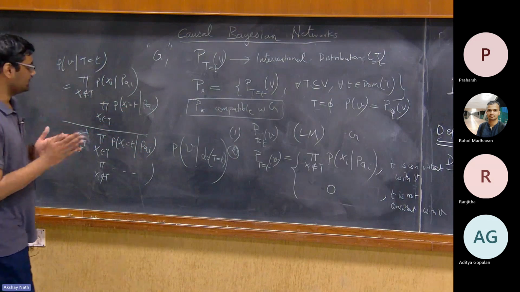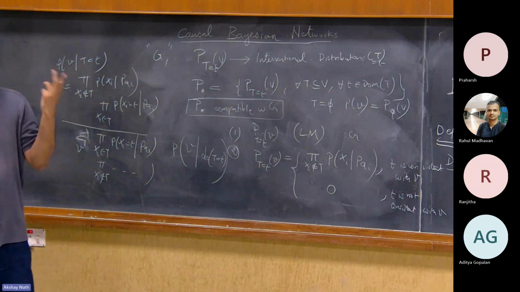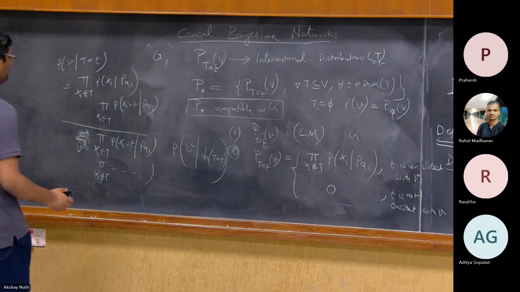Okay, so that's the definition of a causal Bayesian network. There's one more important property, which is modularity. I'll stop with that, and from the next class we'll continue. There's just more theory to develop. So we'll do that.